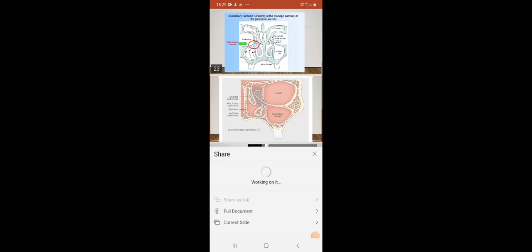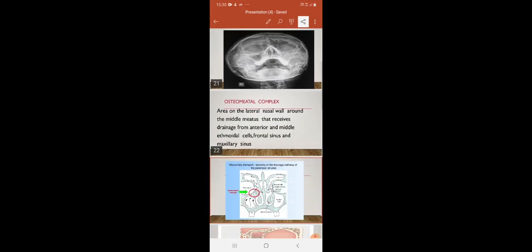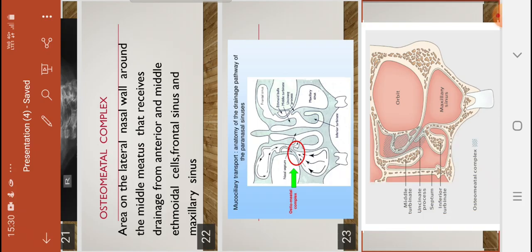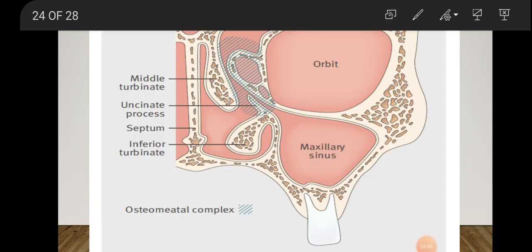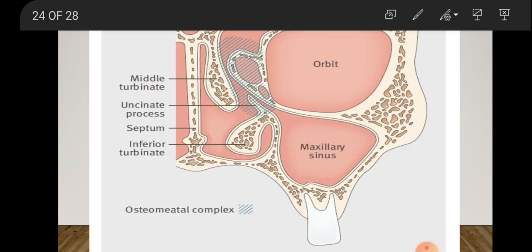So this is another picture to show you this osteomeatal complex. Yes, so the area marked by the line there is the osteomeatal complex. So the osteomeatal complex is the part in the lateral wall of the nasal cavity that is situated in the middle meatus, where these 4 sinuses drain into.